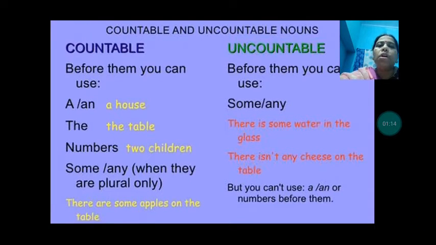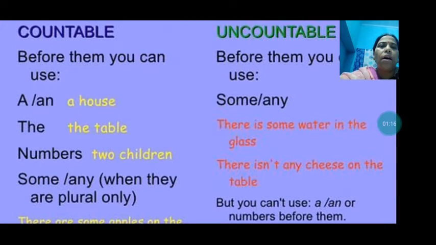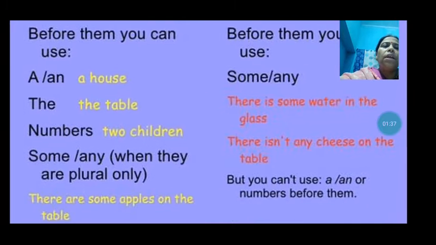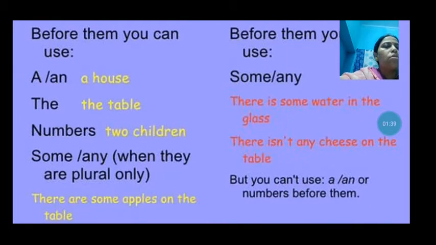Now, let us see. Before countable nouns, we use a or an, like a house, which can be counted. So, single house. Then the table, article the is used. Then numbers, two children. So here two children, more than one. Then some or any when they are plural only. So we use some or any with the plural form of the countable nouns. Like there are some apples on the table. It means if it is not perfectly known, then we use some here.